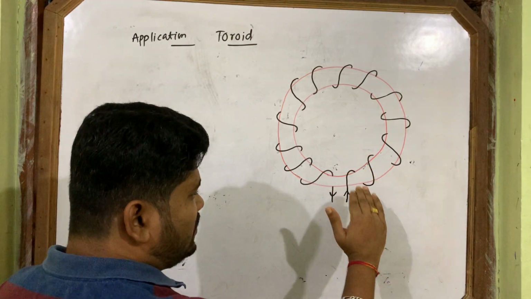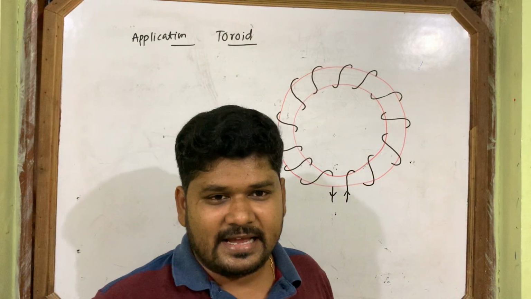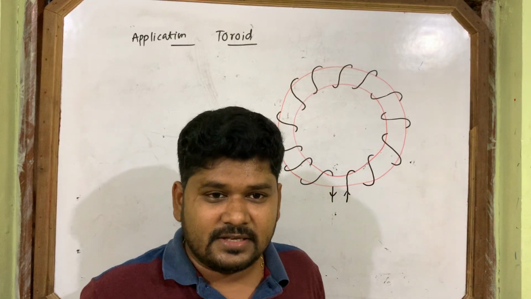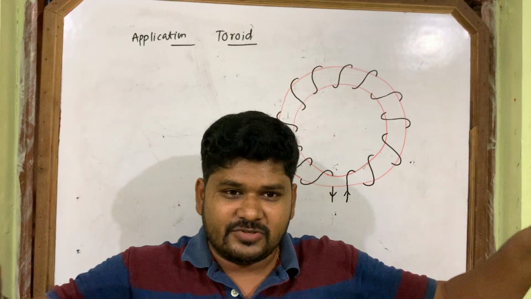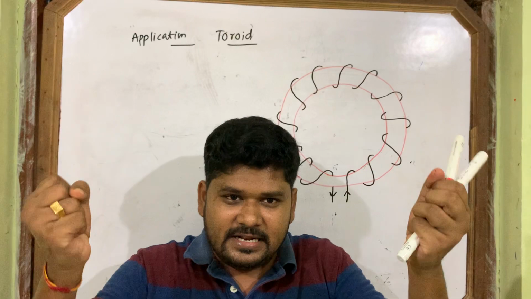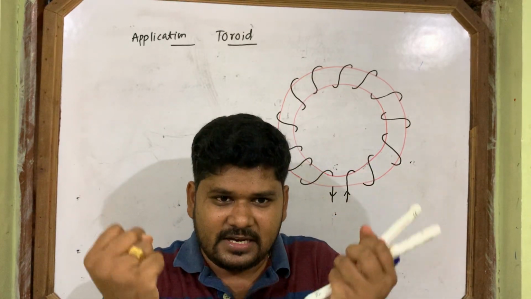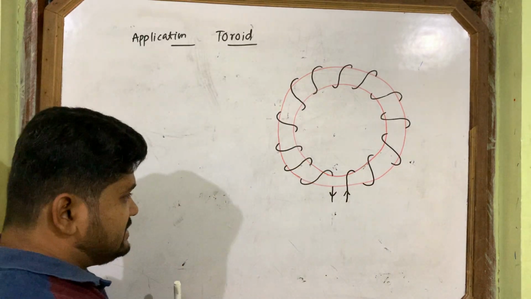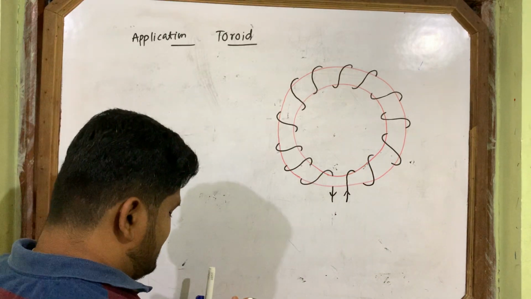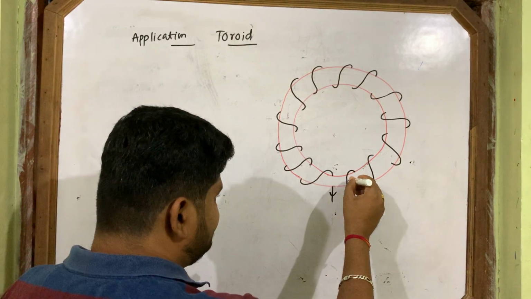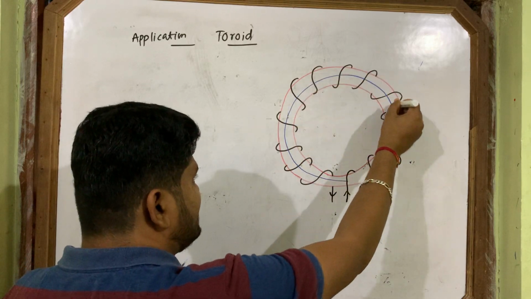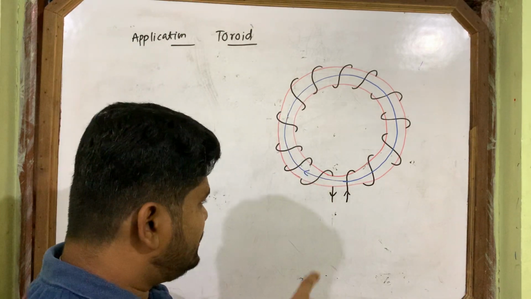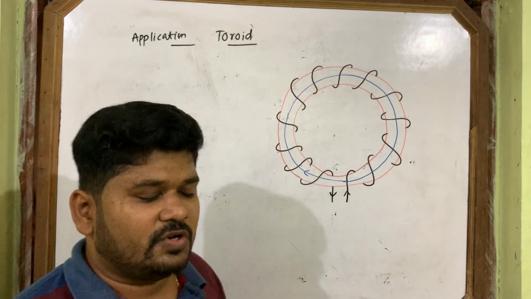So if current enters and comes out, how will the magnetic field lines be? The magnetic field lines in this will be closed loops because the two ends join. So magnetic lines in a solenoid are uniform, straight lines. But in a toroid, when you bend the solenoid and make it a circle, the lines of force also bend and join. So here, if the current is passing like this, the magnetic lines of force will be in this direction. This is the direction of the magnetic field. Current is passing like this. Okay. So this is about the toroid.